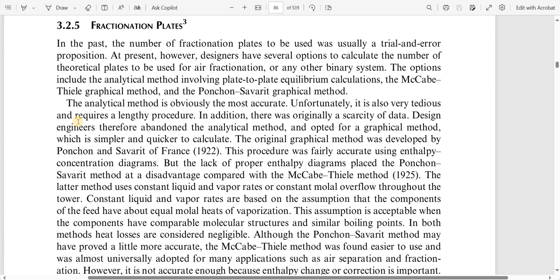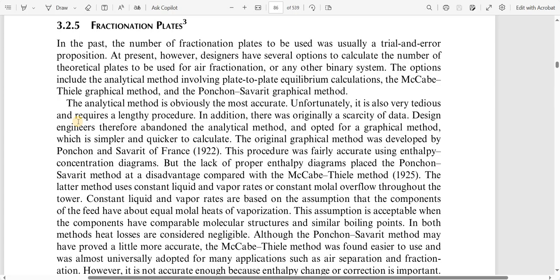Today we'll learn about fractionation plates. In the past, the number of fractionation plates to be used was usually a trial and error proposition. At present, however, designers have several options to calculate the number of theoretical plates to be used for air fractionation or any other binary system.